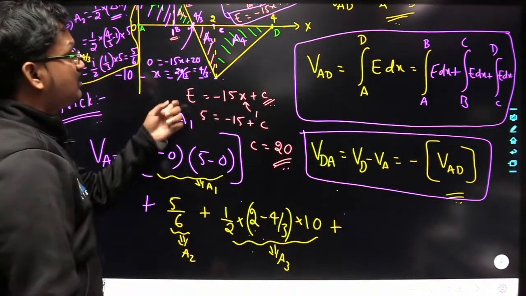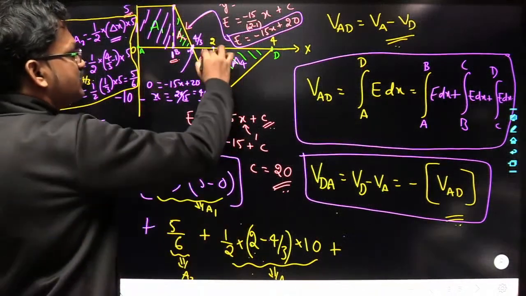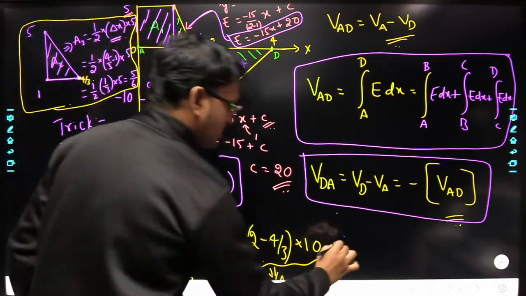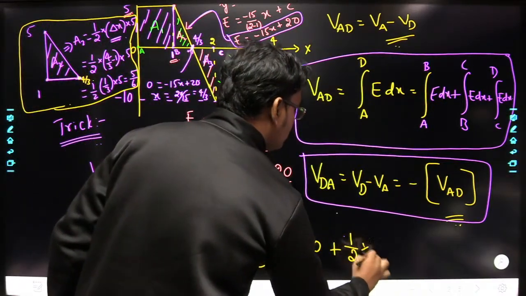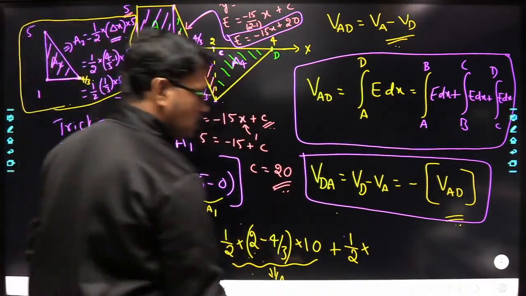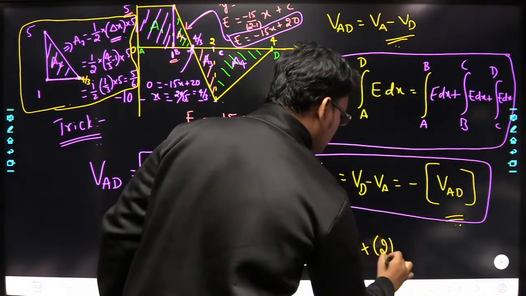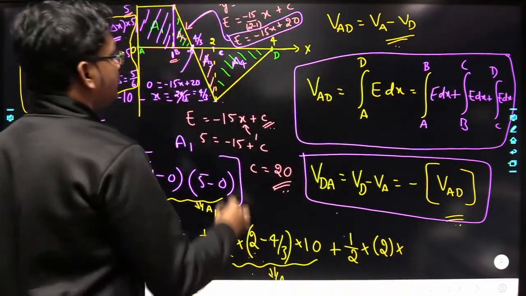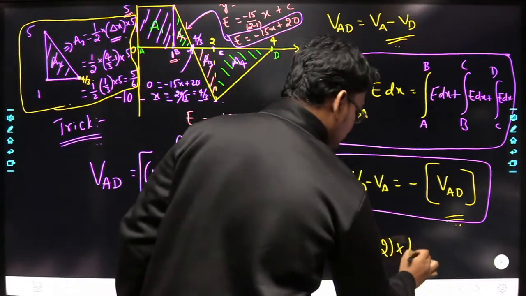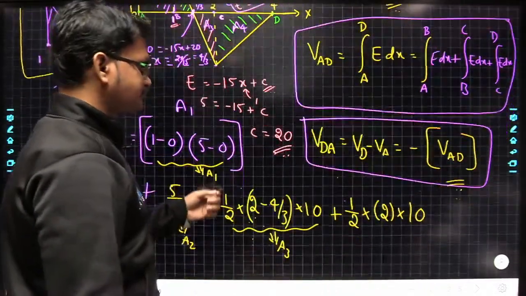Plus you have to consider this area A4. So this is also a triangle. So that is half into base. What is the change in base from here to here? That is 4 minus 2. So 4 minus 2 is 2, into height. Height is nothing but 10. Same, that is 10.